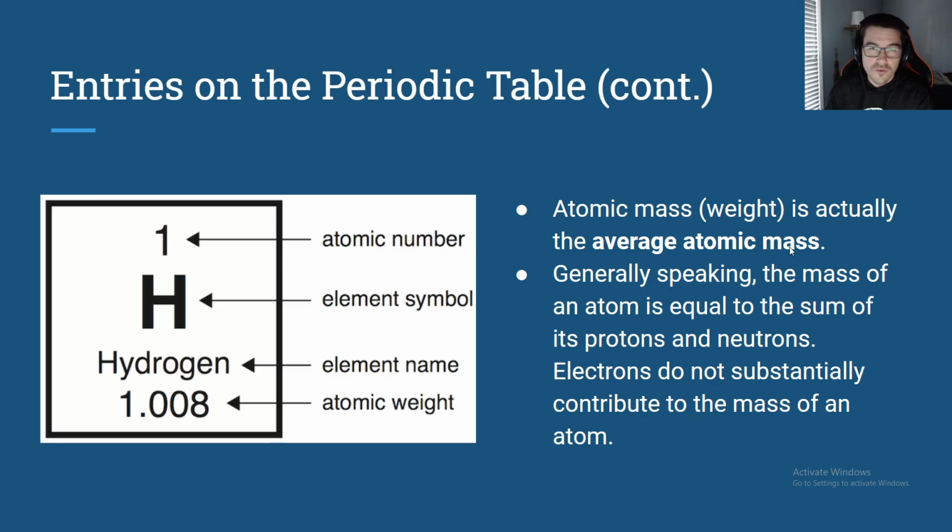We're going to learn what the difference is between atomic mass and average atomic mass in just a few minutes, okay? But this number down here, that's got a decimal point and some decimal places, that is always going to be the average atomic mass, and we're going to learn what that means here in just a minute.